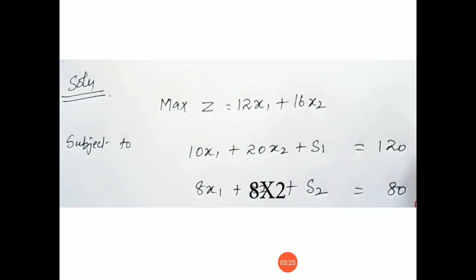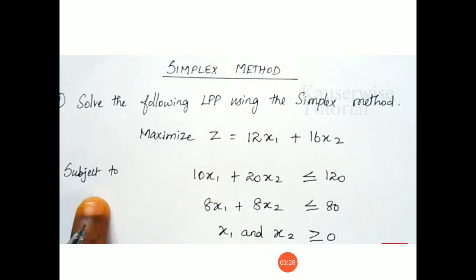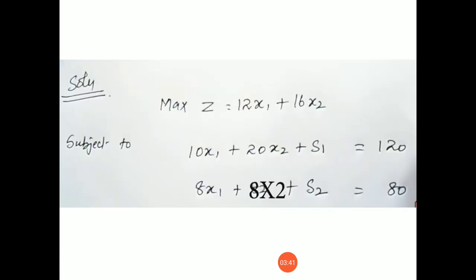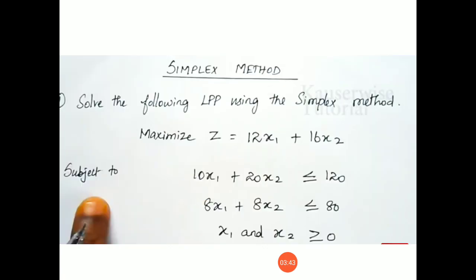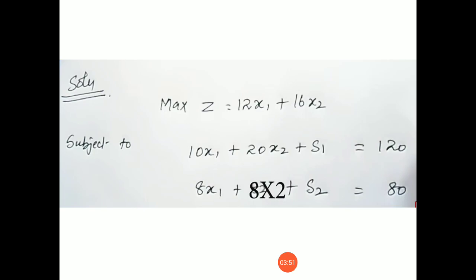As I've already told you, if the inequality constraint is of less than or equal to sign, to convert it into equation form, I will be adding a non-negative slack variable to that equation. So for 10x1 plus 20x2 less than or equal to 120, I will be adding a non-negative slack variable s1. It gets converted into the equation 10x1 plus 20x2 plus s1 equal to 120.